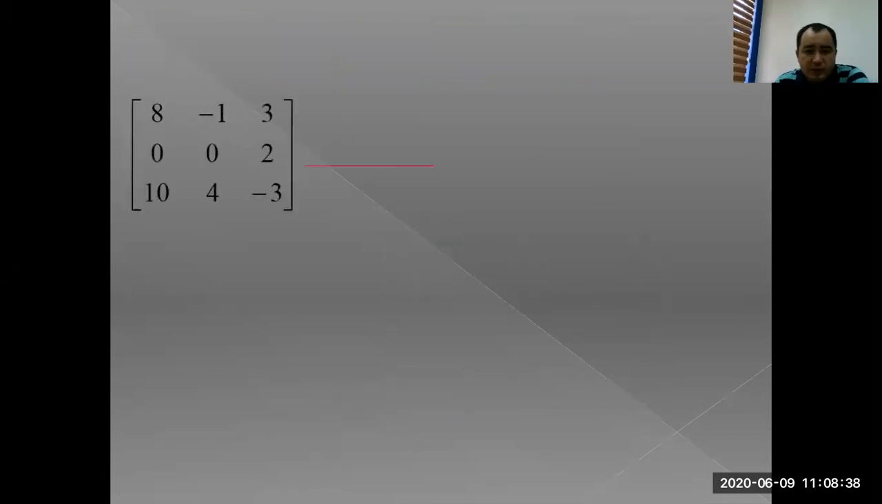Another one, how about this one? As you see here, it has 1, 2, 3 rows and 1, 2, 3 columns. So this is a 3 by 3 matrix. And also, if the number of rows is equal to the number of columns, we call this a square matrix, because as you see here, it looks like a square, right? That's why we call this a square matrix.